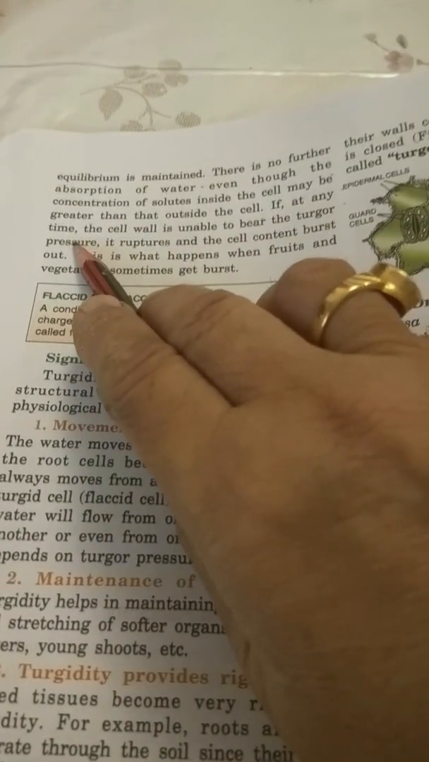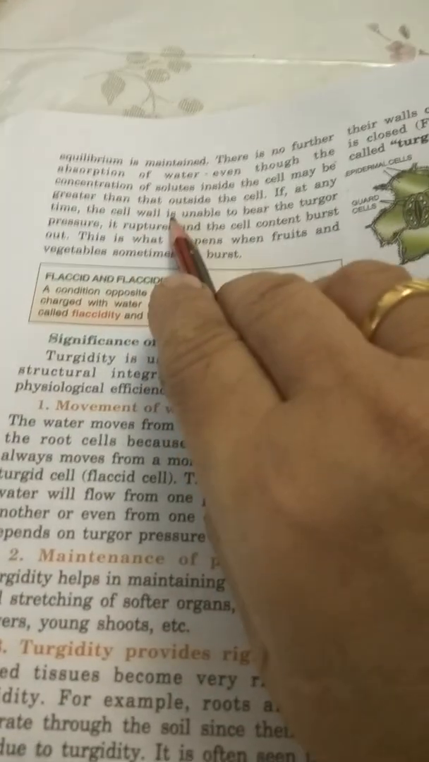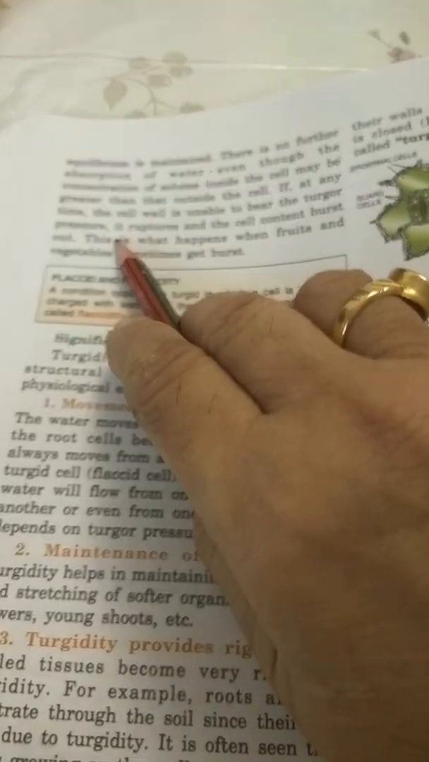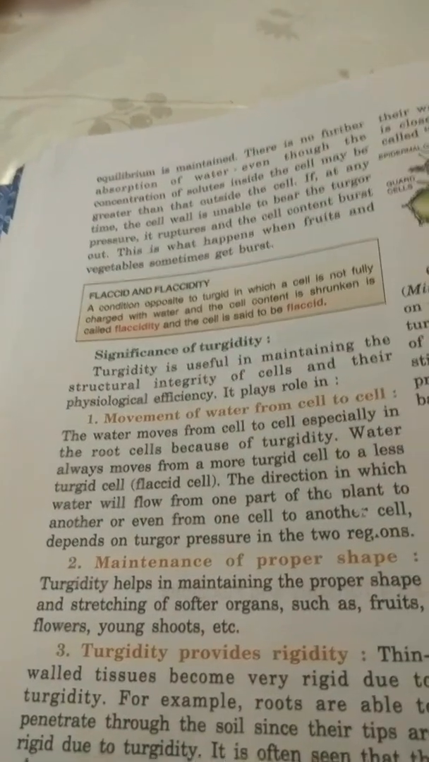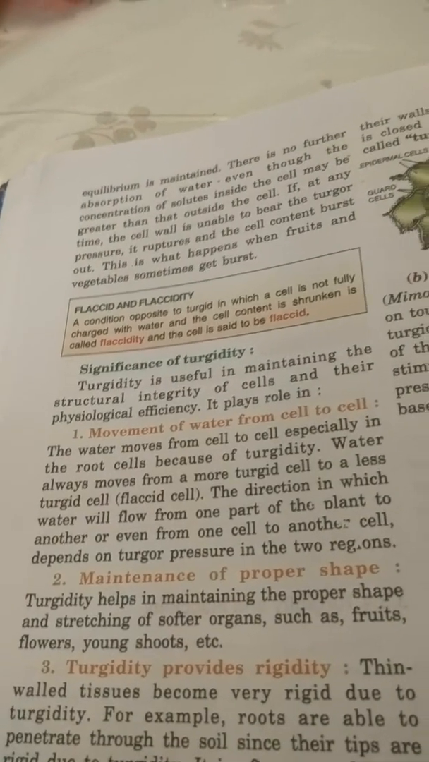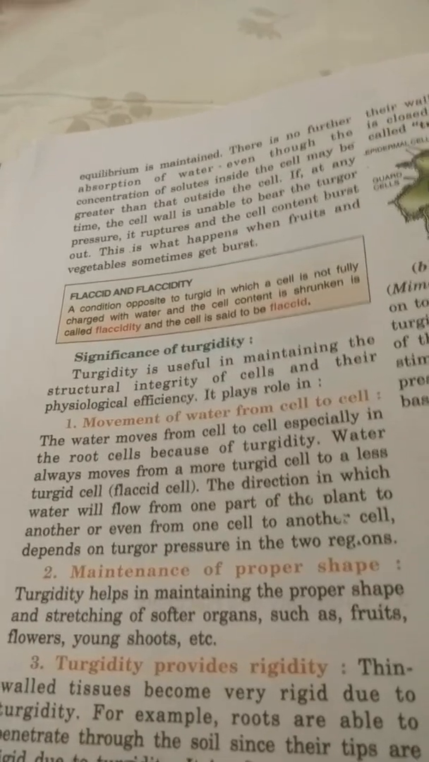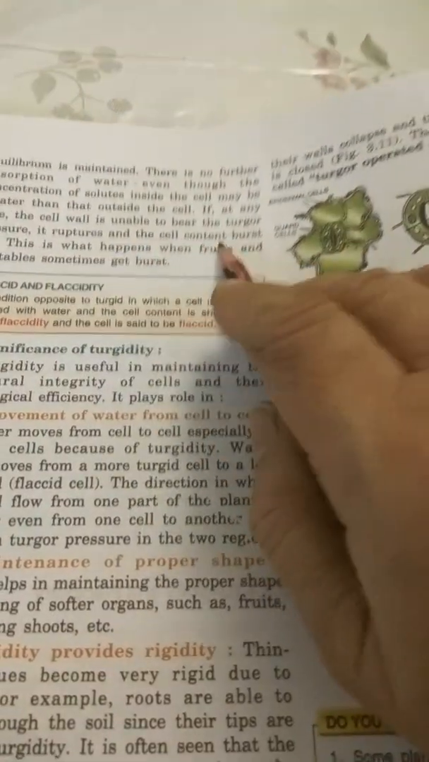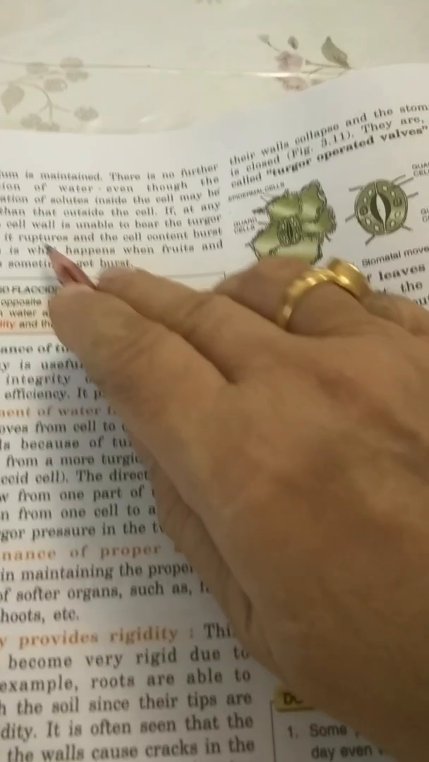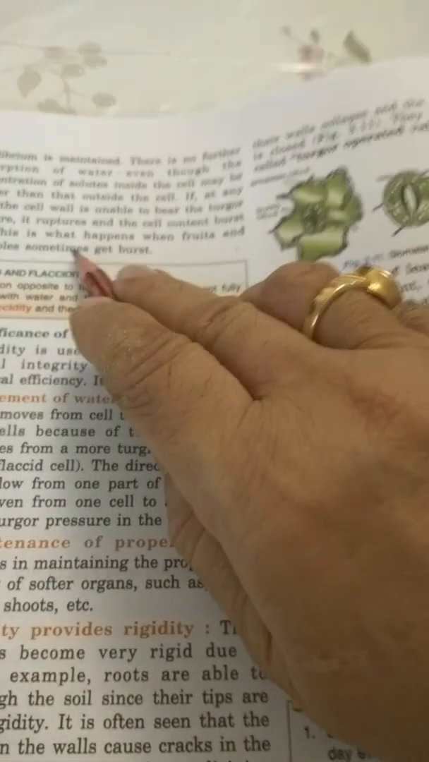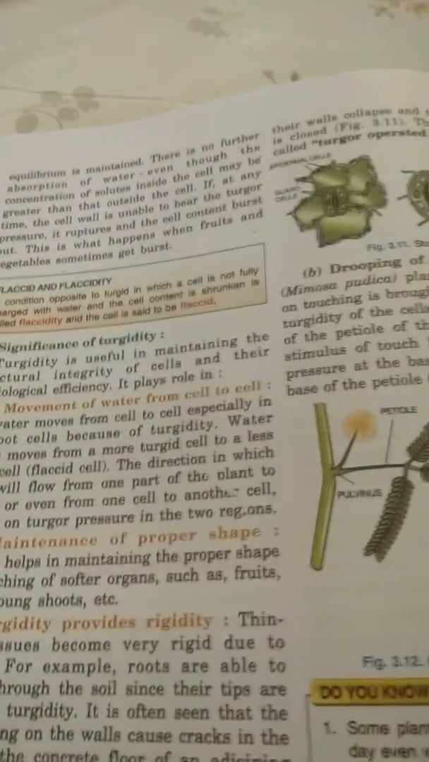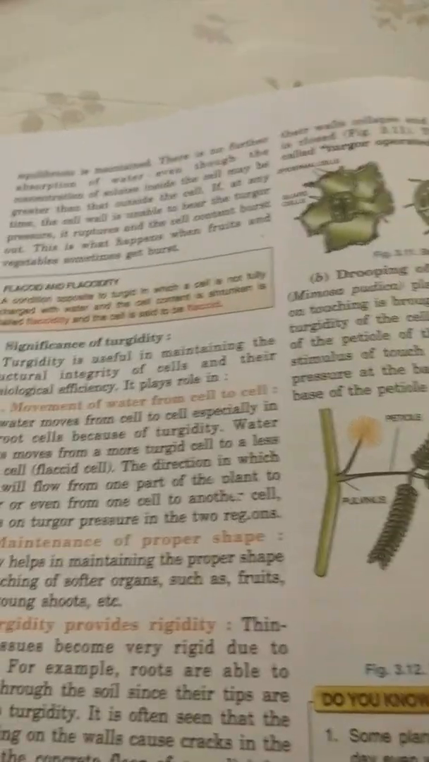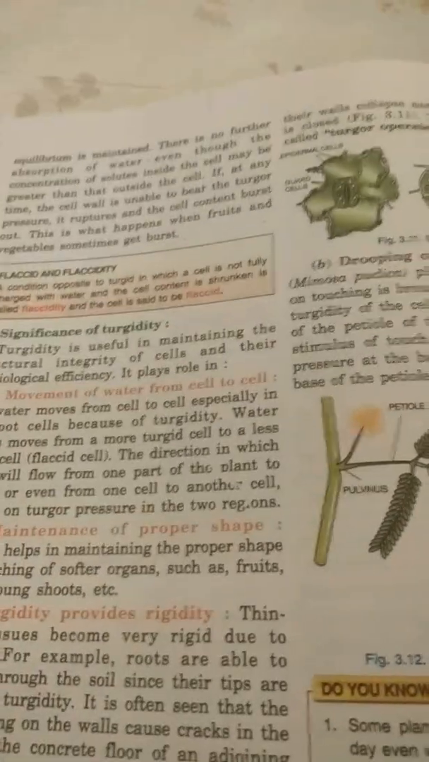Sometimes it so happens that the cell wall is unable to bear the turgor pressure, that is, the pressure of the cell content on the cell wall is strong enough and the cell wall cannot bear it, cannot counterbalance it. So the cell wall ruptures and the cell content bursts out. This happens when fruits and vegetables sometimes burst. We must have seen the skin of tomatoes and grapes burst open.